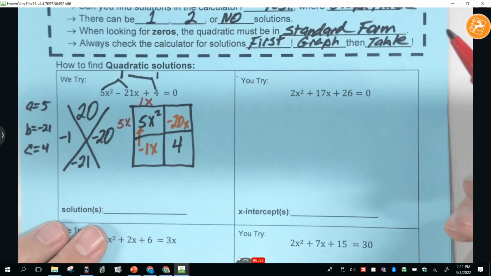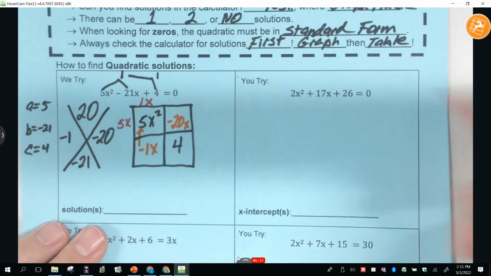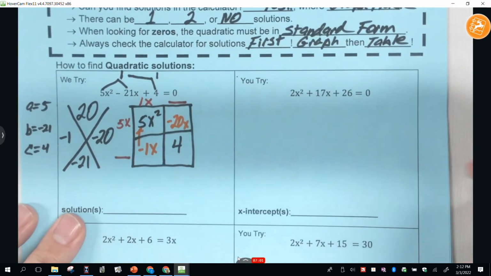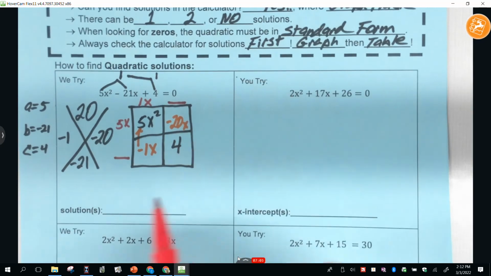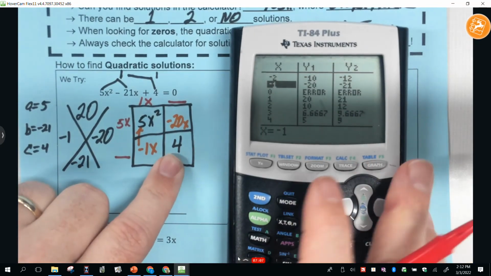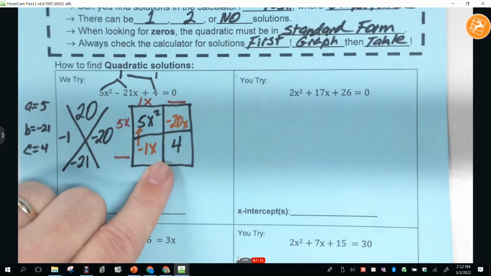Now next I need to get this missing piece and this missing piece. Here's how you can do this. This might be a better way to do it than we've done it in the past. We're going to take the GCF of 4 and 20.